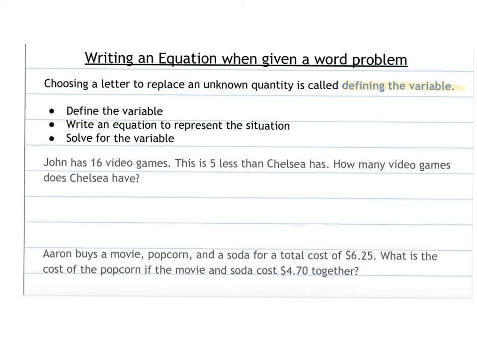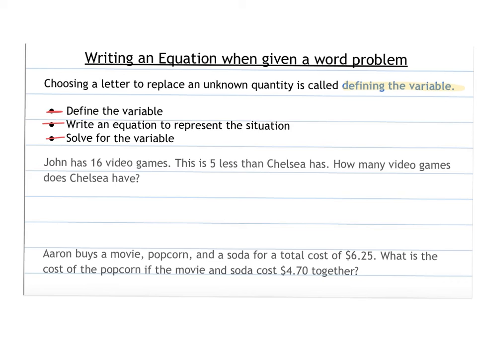So when we are writing equations with word problems, first, again, define the variable. Figure out what it is that we're looking for, what we don't know. Then we're going to write the equation to represent that situation. And then you would be able to solve for the variable because, again, equations only have one possible answer. So here are our examples.